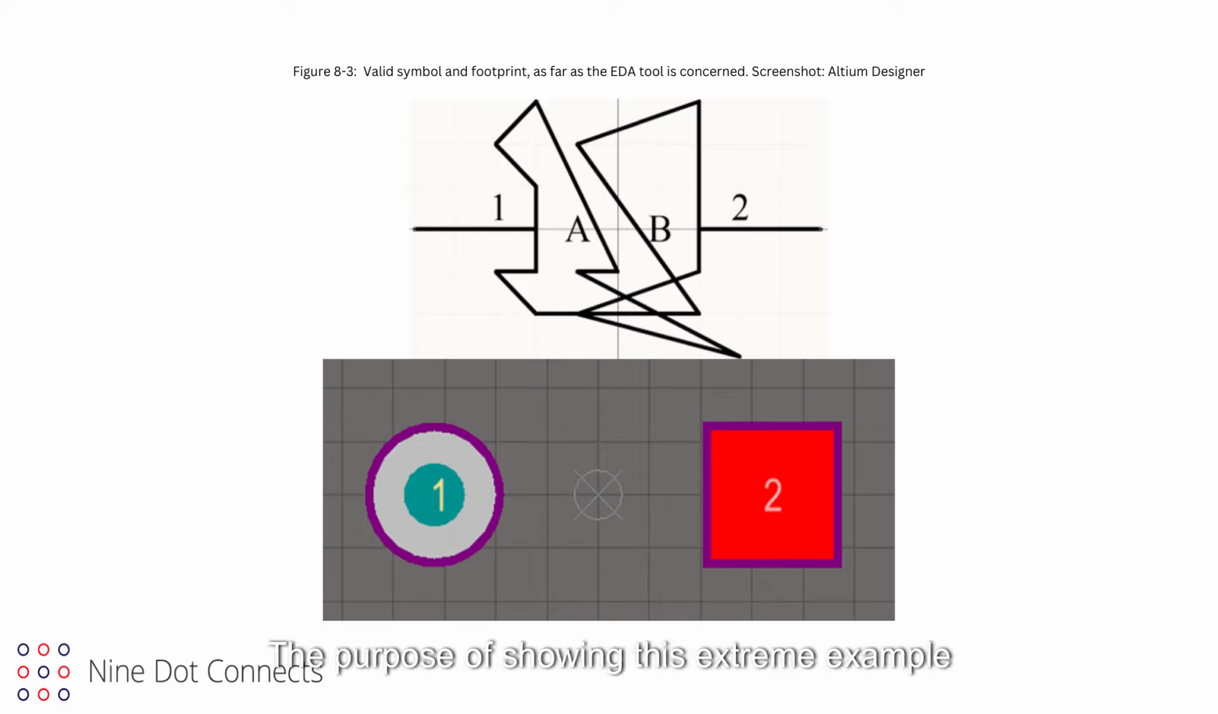The purpose of showing this extreme example is to drive home an important point. The footprint shown here is as ludicrous as the symbol being shown. But as far as the EDA tool is concerned, there's nothing wrong with the symbol and the footprint presented. The symbol has 2 pins, and the footprint has 2 pads. Furthermore, the numbers assigned to the pins match with the numbers on the pads. If we were to place the symbol on the schematic and then push this information to the PCB layout tool, the tool will not complain.